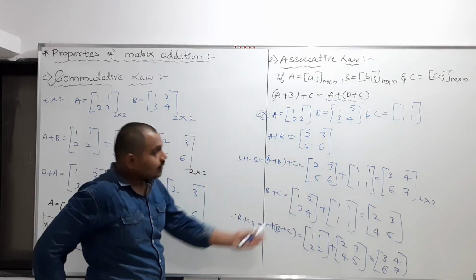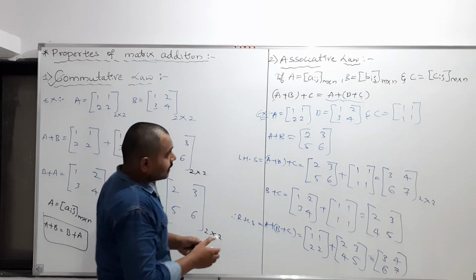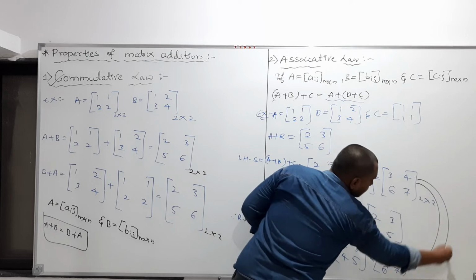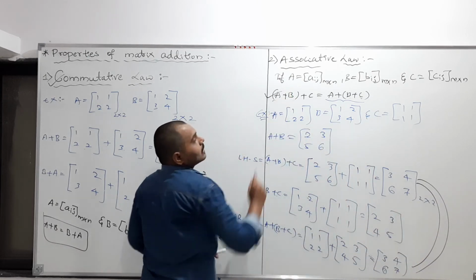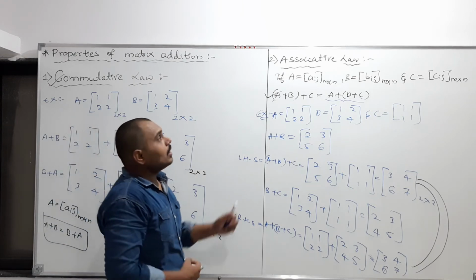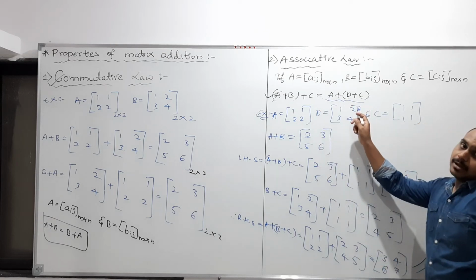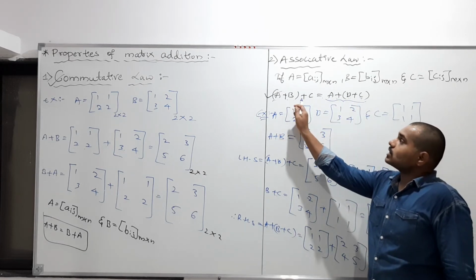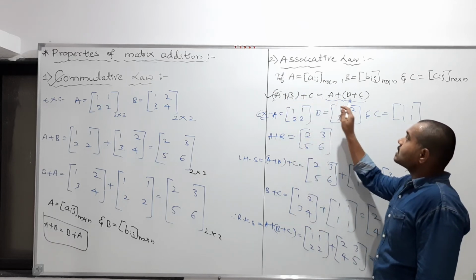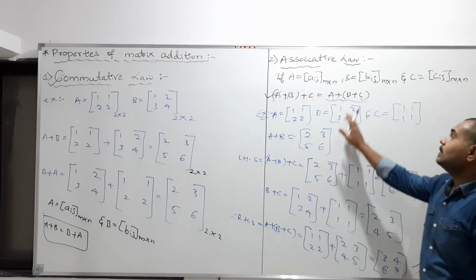So therefore, after observing this example, we can say that these both values are equal. So therefore, this result holds. So therefore, my dear students, associative law. What is the associative law? If we have three matrices, then (A plus B) plus C is equal to A plus (B plus C). If we add the first two and to that value add the next, the value will be the same as if we add the last two and to that add the A value.